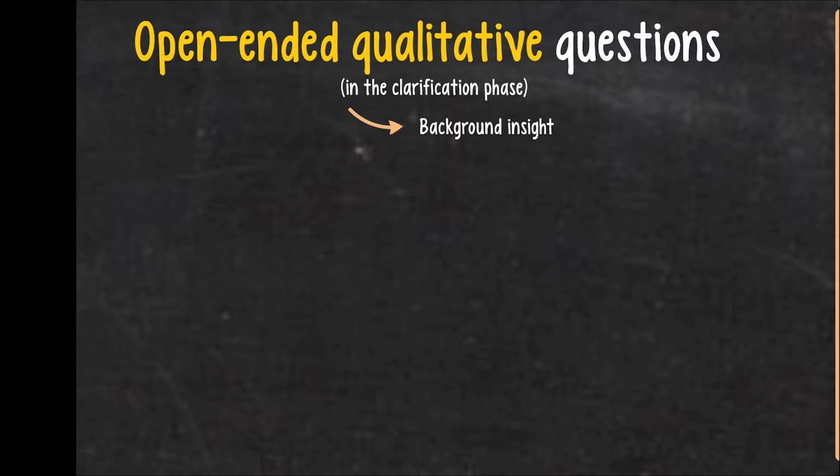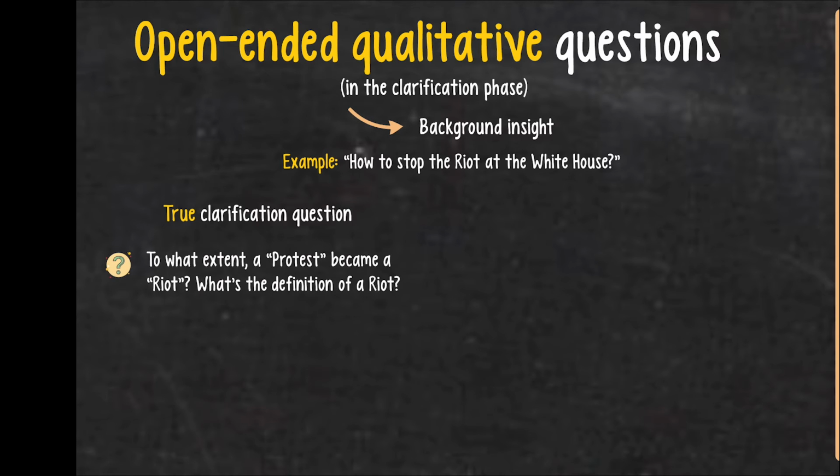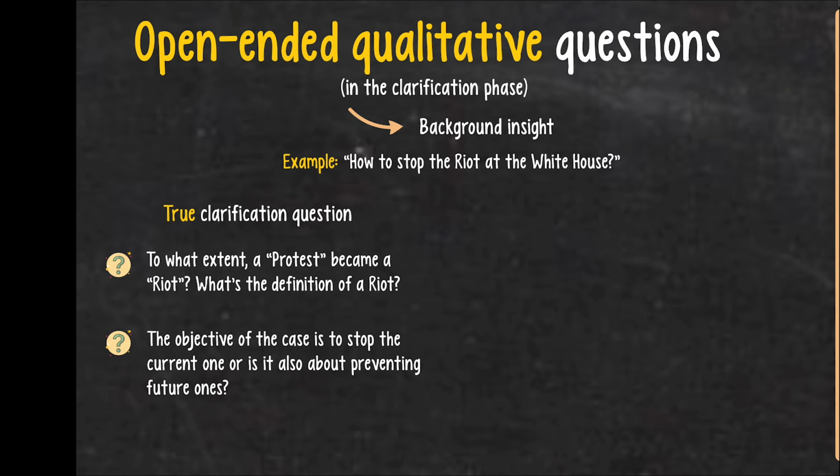For example, in the case of how to stop the riot at the White House, some true clarification questions are, to what extent a protest became a riot? What's the definition of a riot? The objective of the case is to stop the current one, or is it also about preventing future ones, etc.?